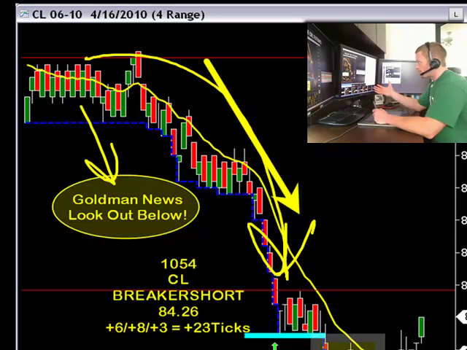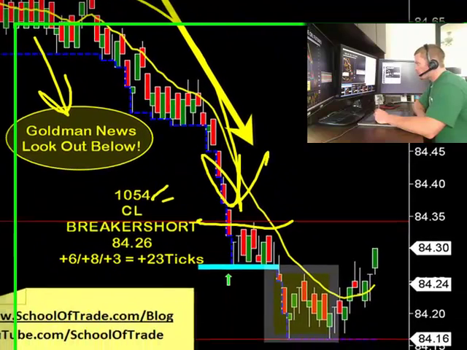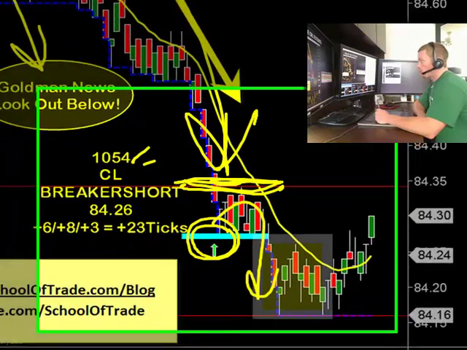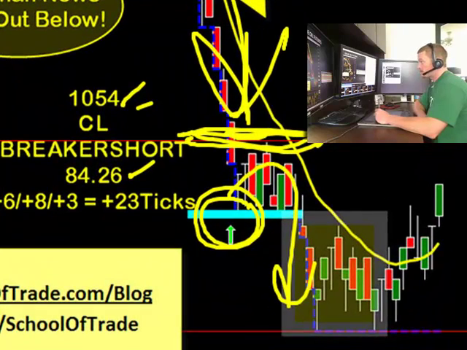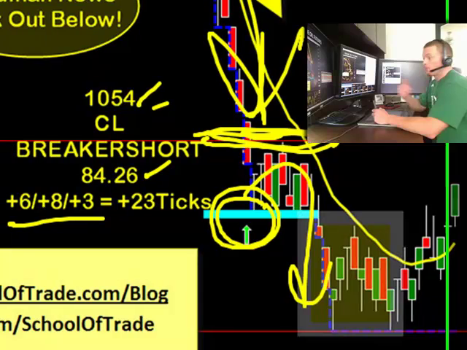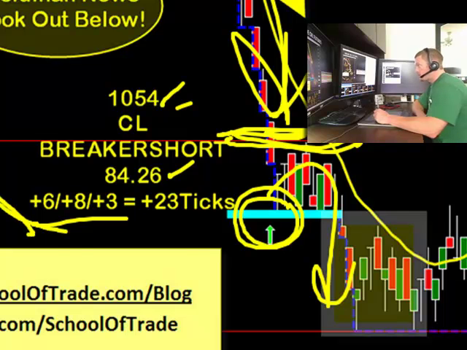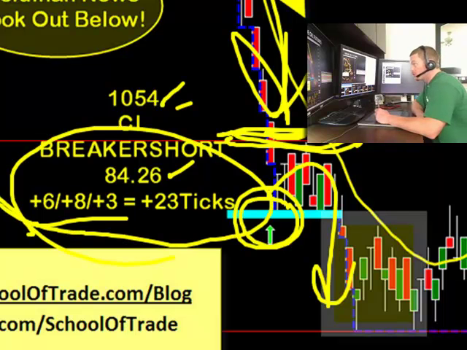In fact, we said this morning, after we took this trade here, 10:54 on the crude, breaker pattern short, we break through support here, we make our swing low, break below that swing low for the breaker pattern short, entry there was at 26, we got our +4, but we got filled at +6, +8, and then +3, 2 off at 6, 1 off at 8, 1 off at 3, 23 ticks, or 230 USD.